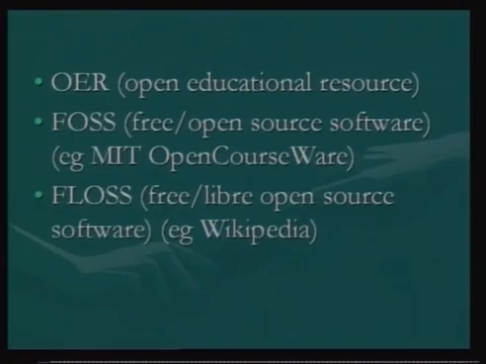Open education resource, followed by the creation of free open source software, say for instance MIT OpenCourseWare, and followed by FLOSS, or free library open source software, say for instance Wikipedia. These are three important developments: UNESCO's open education resource, MIT OpenCourseWare, which is under FOSS, and Wikipedia, which we will talk about, is under free library open source software, FLOSS.